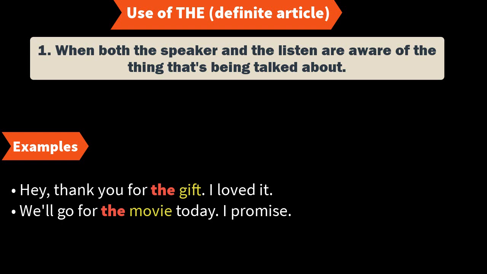So when the speaker and the listener both know what they're talking about, we use the before the thing, because that is already specific, already identified. I'll give you one more example. We'll go for the movie today, I promise you. Now, which movie am I talking about? You might have been asking me for a particular movie for a while and I have been denying it. So finally I'm saying we'll go for the movie today. I'm talking about the movie that you have been asking me to go and watch. So we already know what we're talking about, and that is why we're saying the movie. Okay, so this is rule number one.